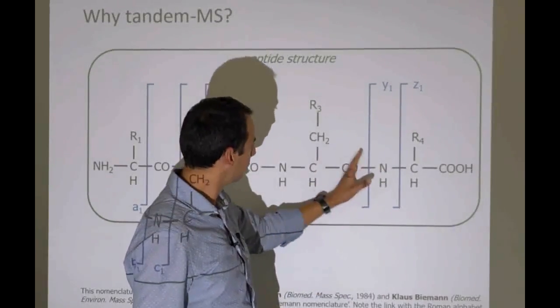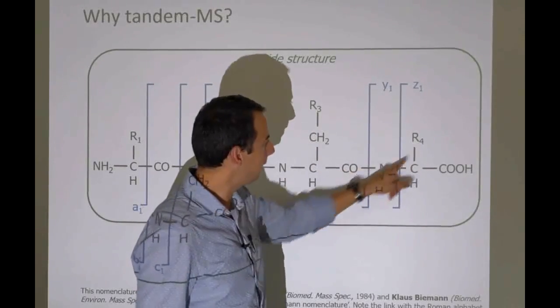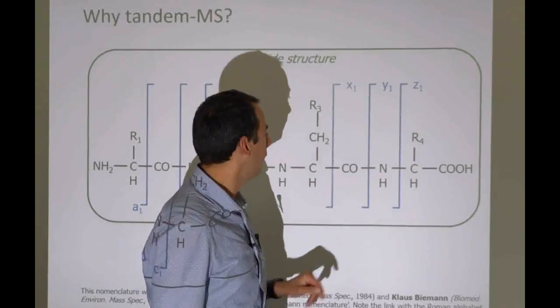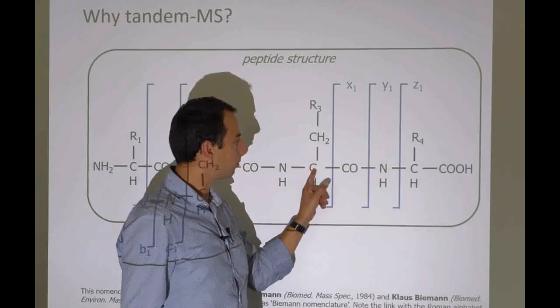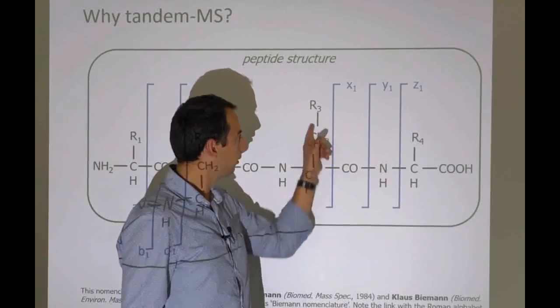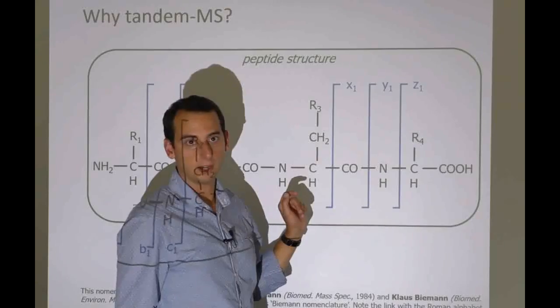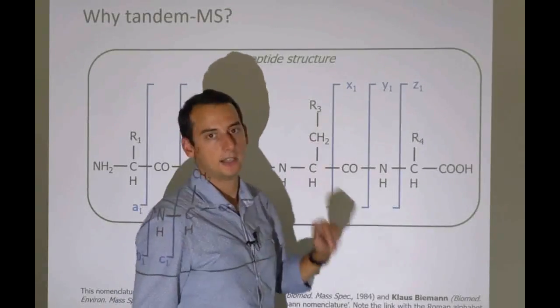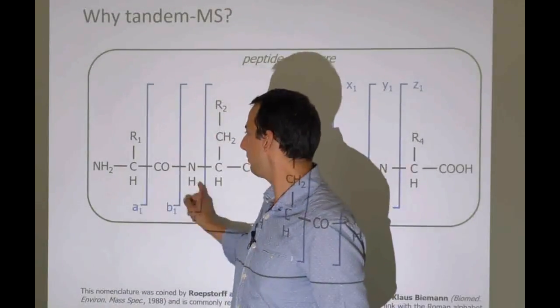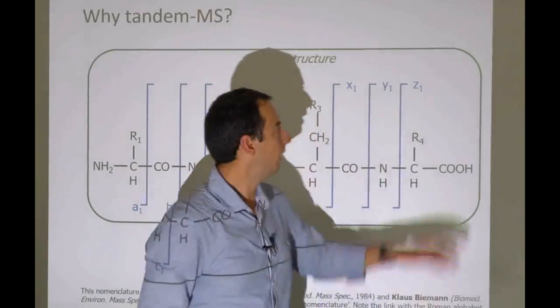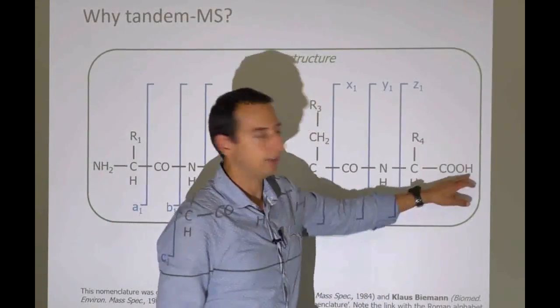So this is the carboxyl group of residue 3 and the amine group of residue 4. And then finally we can also break between the carboxyl group of the third residue and its central carbon atom. And that is called X. It's very simple. You've got A, B, C for the ones that contain the N-termini, X, Y, Z for the ones that contain the carboxyl group.